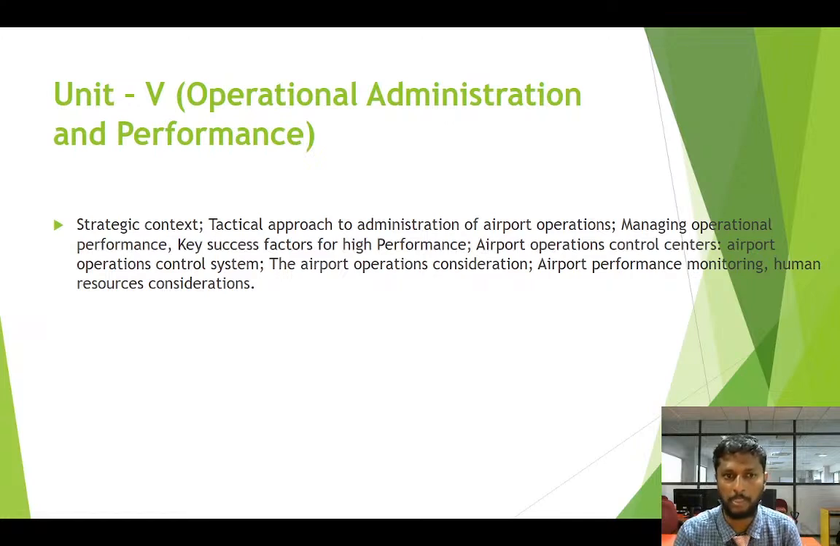In the last module, we will study performance and administration. What is the performance, and how can we improve it if any fault happens? How can airport operation be tactically approached when there is a problem, and how can management and operational performance be improved? What are the factors for increasing the performance of the airport and the aviation industry? How does the controlling center work, how does ATC work, and how is airport operation considered and performance monitored and improved? We will study all these things in unit 5.